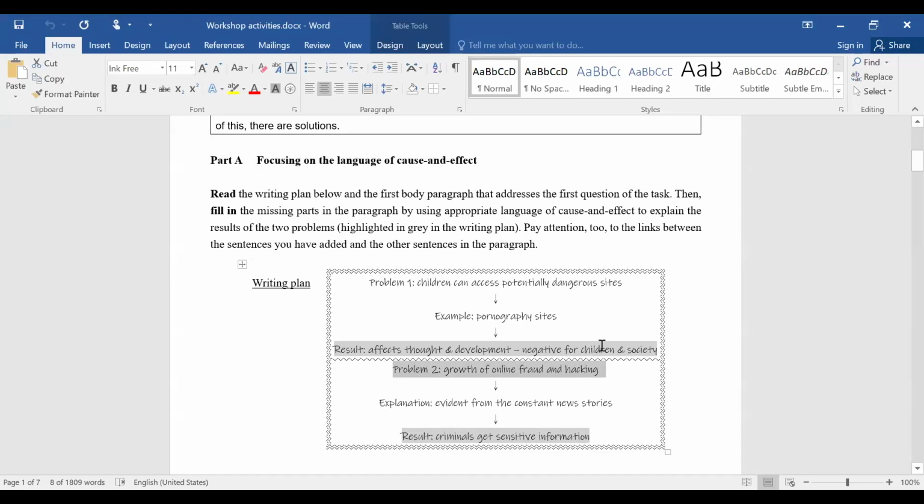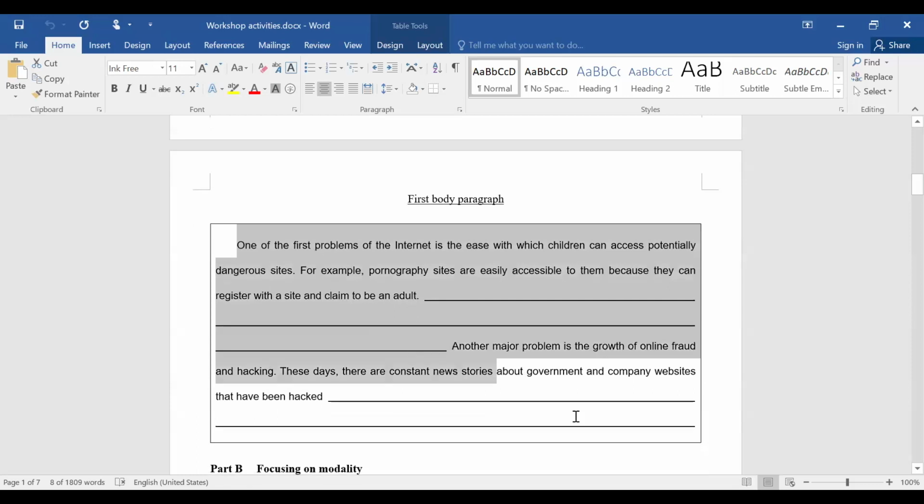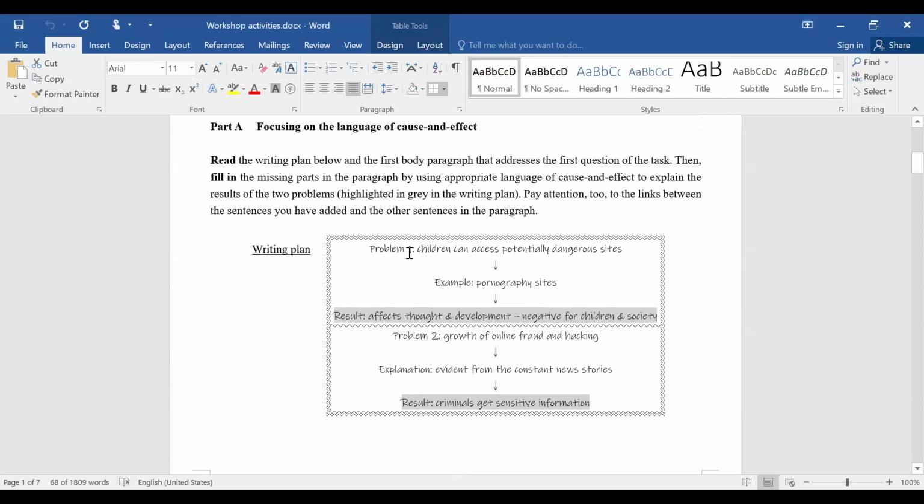So this is what you are going to do in your paragraph. You are going to write your paragraph. Actually, it's this one. Okay. Imagine this is the first body paragraph that you are going to work on. And what I would like you to do now is to make use of this writing plan in order to apply the language of cause and effect to explain the results of the two problems that you have identified.